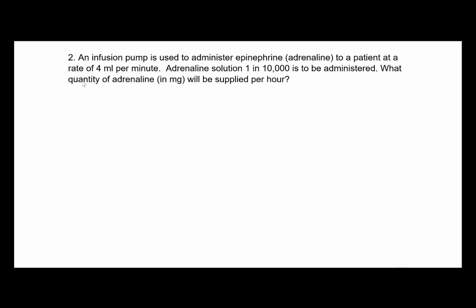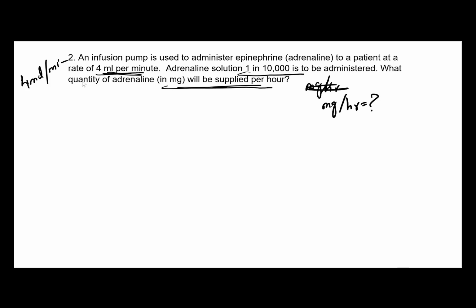Okay, next question. An infusion pump is used to administer adrenaline to a patient at the rate of 4 mils per minute. So the patient is receiving 4 mils per minute, and the adrenaline solution is 1 in 10,000. And what quantity of adrenaline will be supplied in milligrams per hour? So basically we have to find out milligrams per hour. That's the infusion rate we have to find out, and we have been given this.